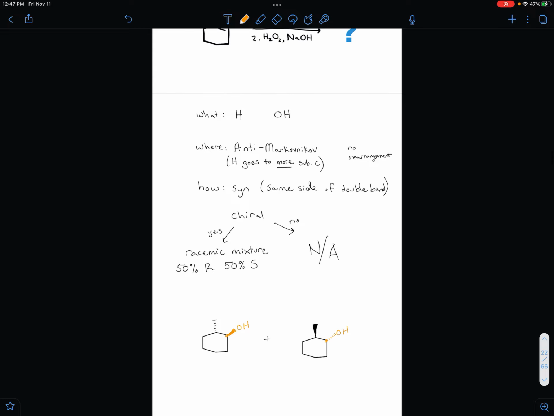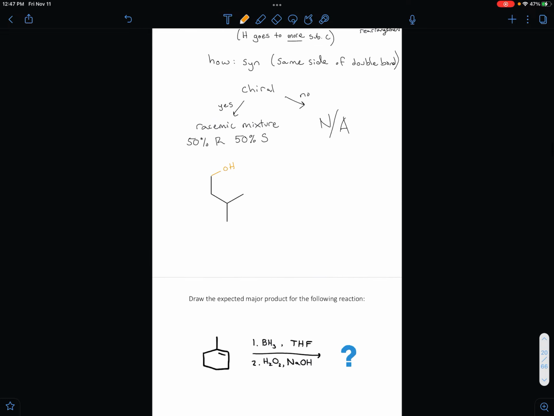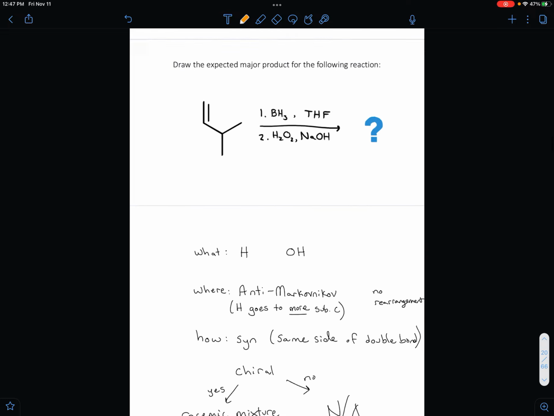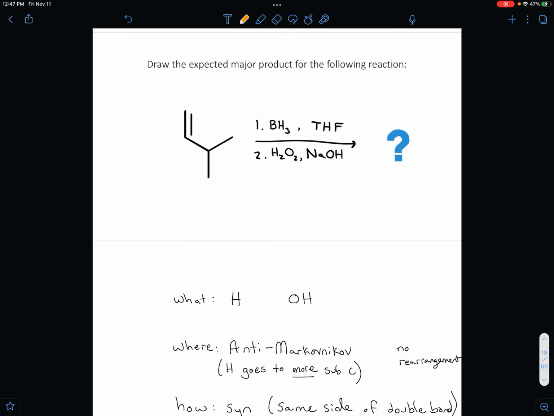So those are a couple examples of how you might approach a one-step synthesis for hydroboration oxidation where they give you all the reagents.